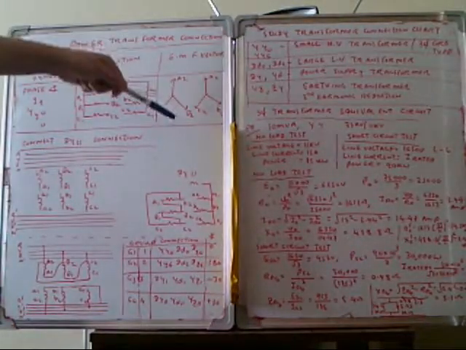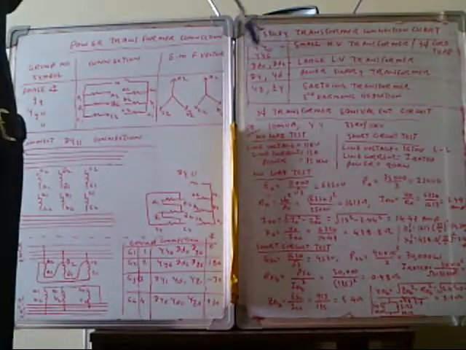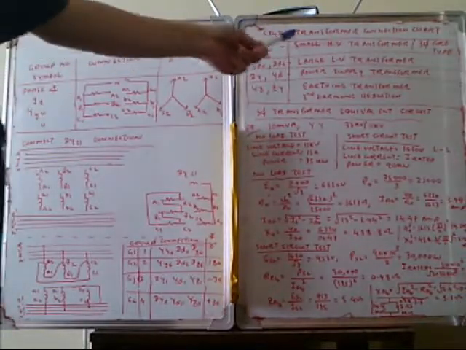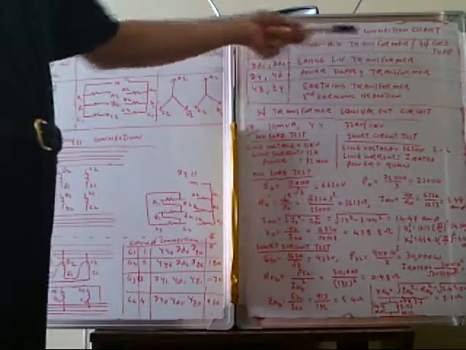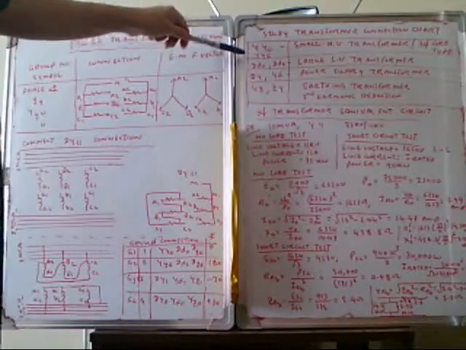Then, why do we make the transformer in different connections? The reason is YY0 and YY6 connections are suitable for small high voltage transformers and 3-phase core-type transformers. DD0 and DD6 are suitable for large low voltage transformers. On the distribution side, the high voltage is stepped down to low voltage. In this case, low voltage distribution transformers are connected in DD0 and DD6.